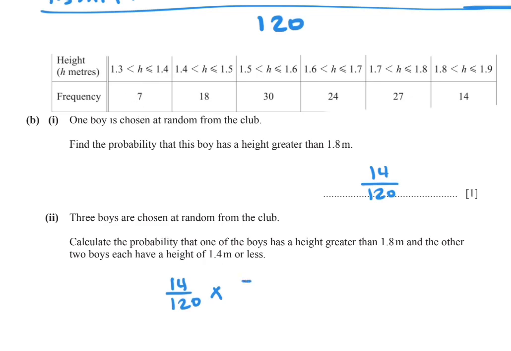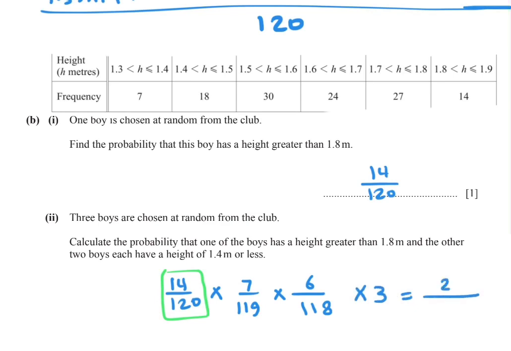So for the first one, 7 over 119, because we already took 1 from 120. And the last one, 6 over 118. And because the order does matter, we can choose the one with height greater than 1.8 first, or second, or third. So we have 3 ways. So multiply by 3. Equals 21 over 20,060.